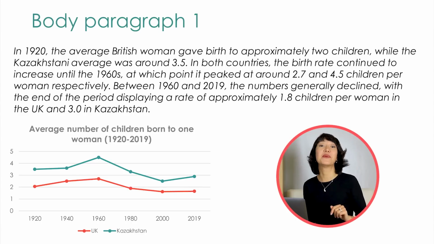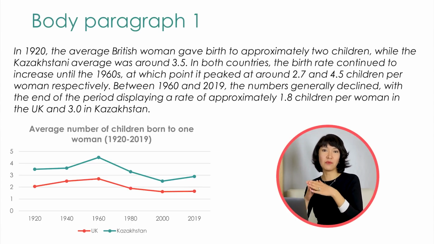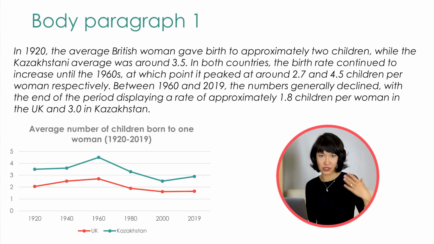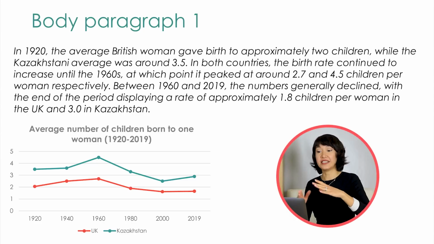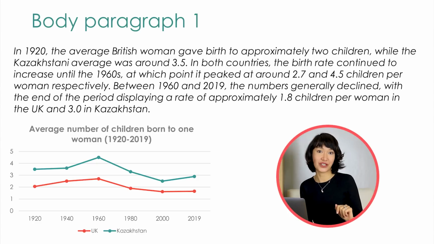Another word is "respectively." It means in the same order as things were mentioned before. "Around 2.7 and 4.5 children respectively." And if we have a look at the previous sentence, we mentioned British women first and Kazakhstani then, and now we know which number belongs to which country.